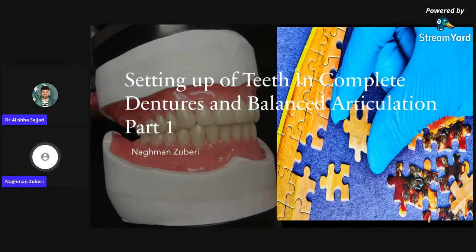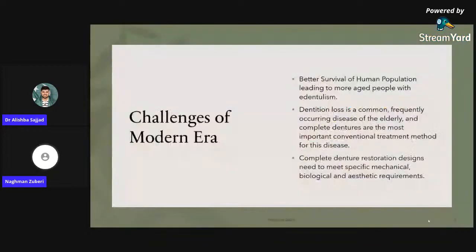Good morning, everyone, and welcome to this lecture. Actually, I was getting a lot of queries from different students, from those who are aspiring for the board examinations and those who are in final year dentistry at the undergrad level. So they were asking me to discuss this topic, and that's why we are here. So why is the setting up of teeth in the dentures very important?